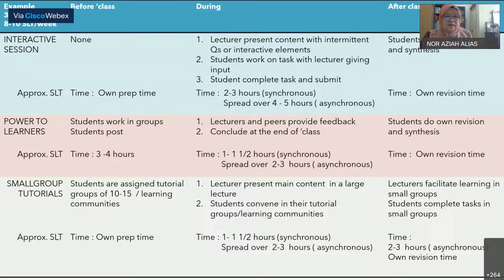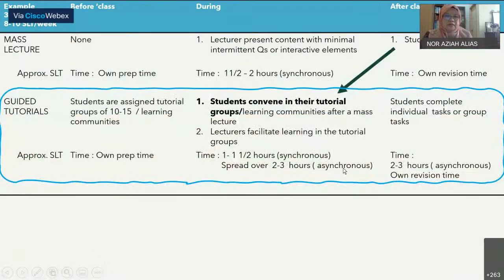So, for example, an interactive session, we can have it spread over 4 to 5 hours, but students need not spend 4 to 5 hours. They can come in and out because it's asynchronous, but you can have that. Some of my lecturers are doing this with Telegram. Students complete the task and submit after 4 to 5 hours, and then they have their own revision time.